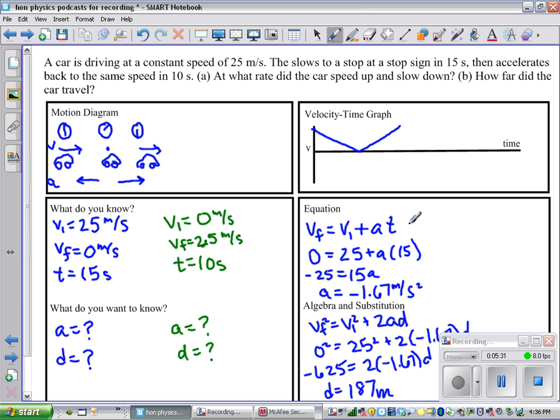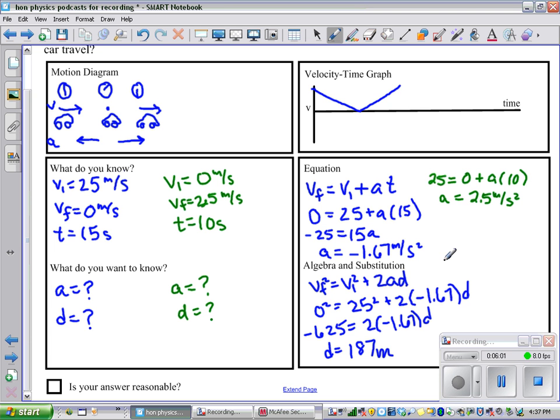So this time, using the same equation, we get 25 equals 0 plus A times 10. So get rid of the 0 and divide both sides by 10. A equals 2.5 meters per second squared, which is positive, and it's speeding up, so that's what we expected.